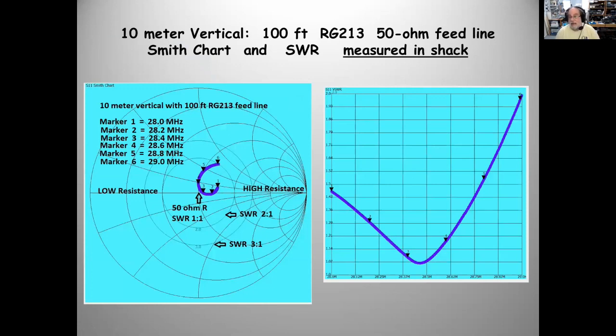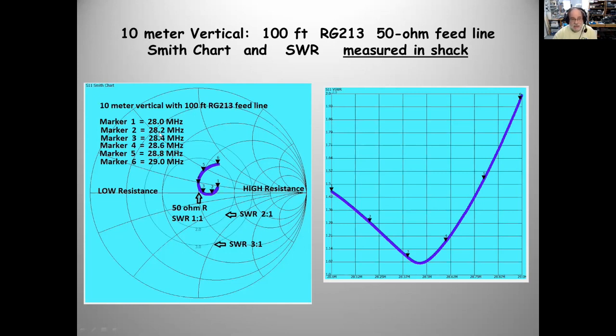So I've got out in my backyard a 10 meter vertical antenna, so I'm going to pick that because it's easy to illustrate. I didn't make it. It's a commercial antenna. I feed it with 100 feet of RG213, real good quality, 50 ohm feed line. Here's my Smith chart over the 10 meter band, 28 to 29 megahertz. Position 1, that's not in the bullseye, but not too bad. SWR is about 1.5 to 1. Here it is as an SWR graph, right here. SWR about 1.5 to 1.